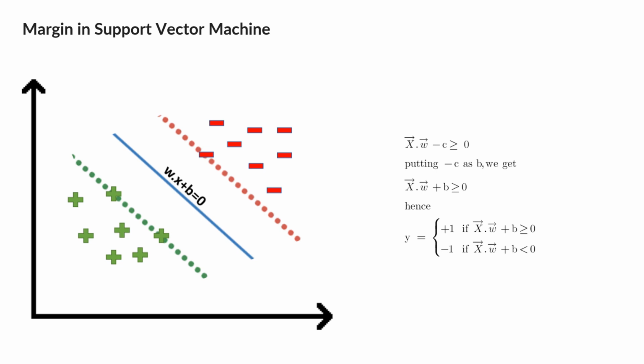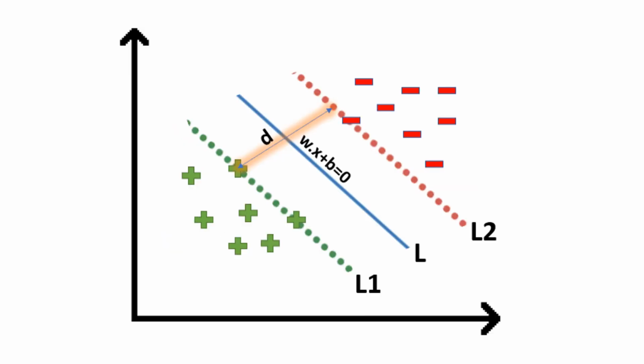Now we need w and b such that the margin has a maximum distance. Let's say this distance is d. To calculate d, we need the equations of L1 and L2. For this, we will make a few assumptions: the equation of L1 is w.x plus b equals 1, and for L2 it is w.x plus b equals -1.